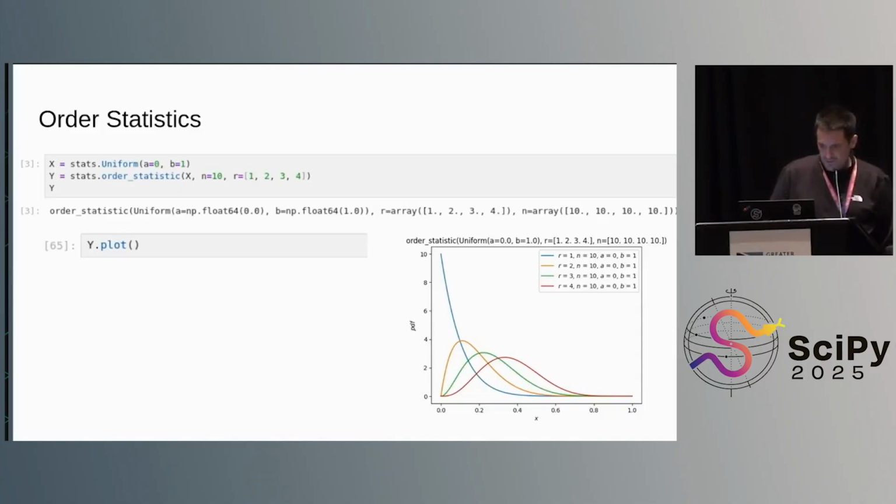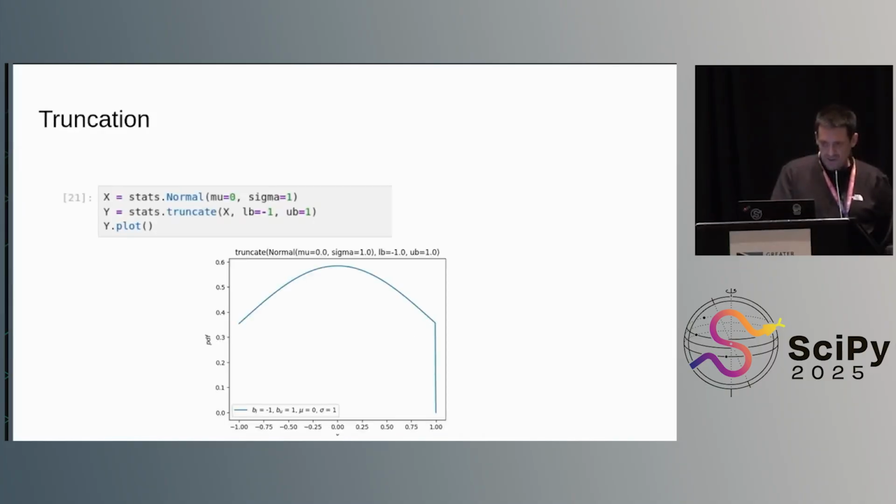So instead of having separate order statistic distributions of different things, that can just be baked in for any distribution. Truncation: SciPy used to have truncated versions of different distributions and all these separate things, but you can truncate a distribution as a truncated normal.